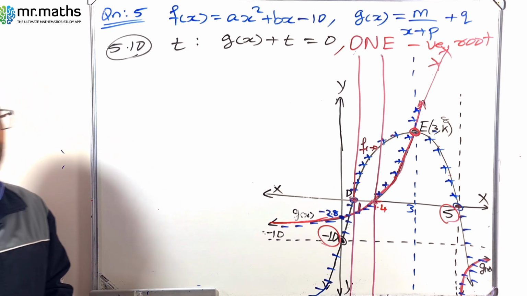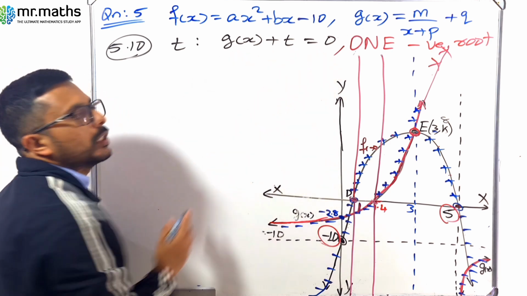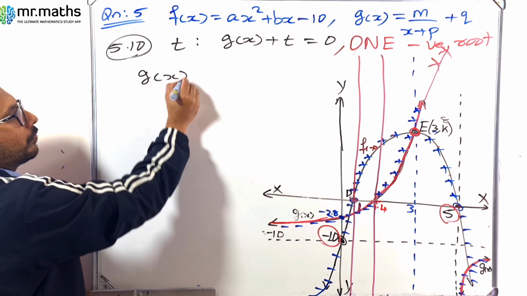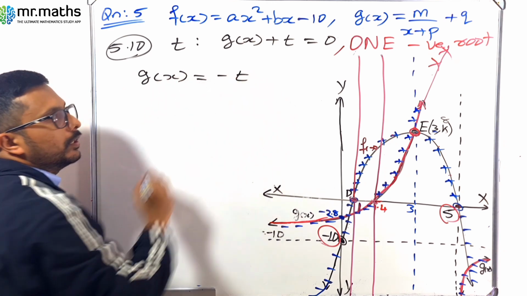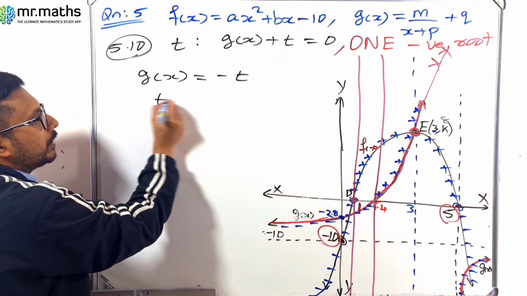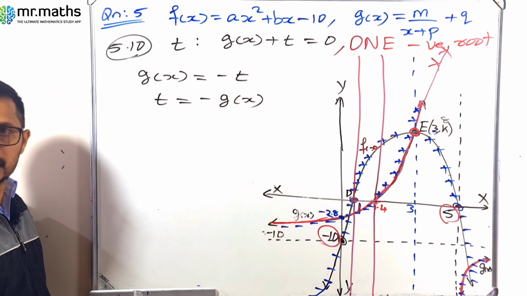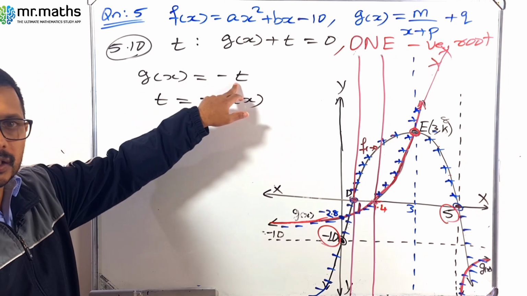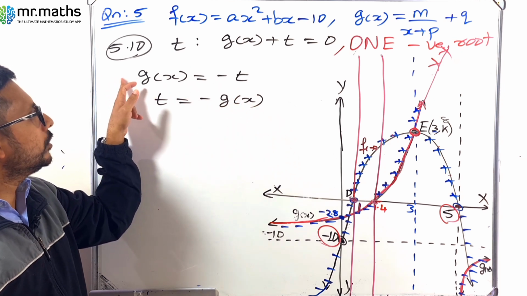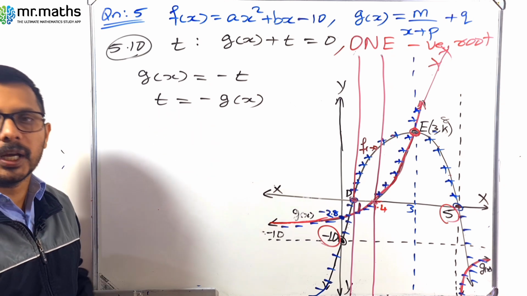So you have to understand something there. Listen very carefully. g of x plus t is equal to 0. So from there, g of x is equal to minus t. Am I right? Take this t to the other side, so it is minus t. Or we can write t is equal to minus g of x. Multiply throughout with a negative: negative into g of x is negative g of x, and negative into negative is positive. So t is equal to minus g of x.